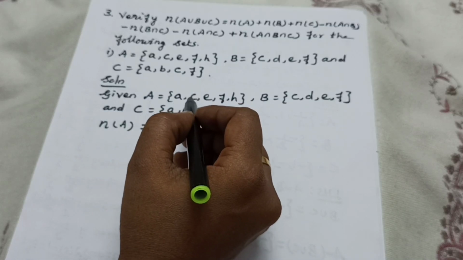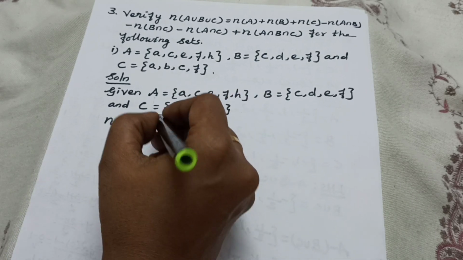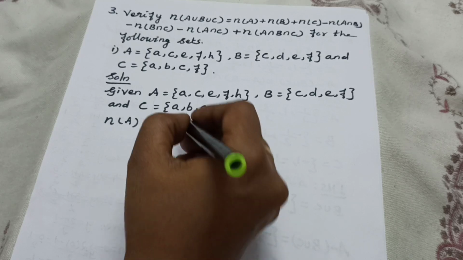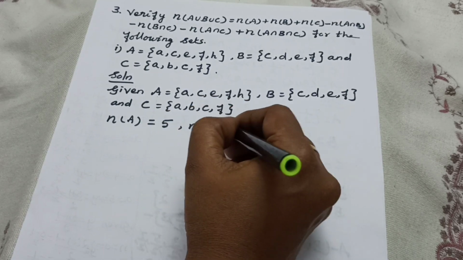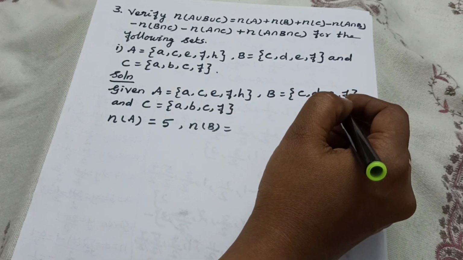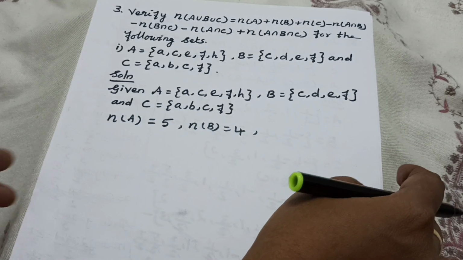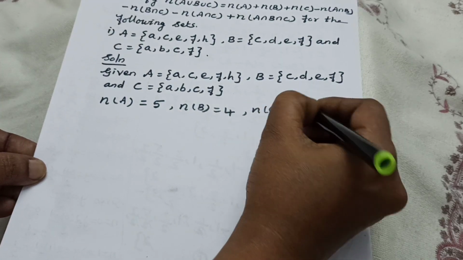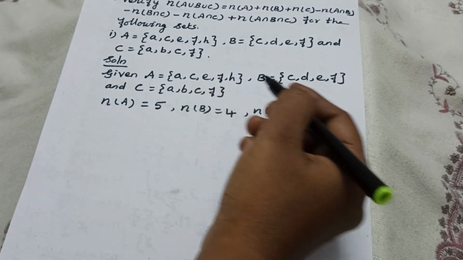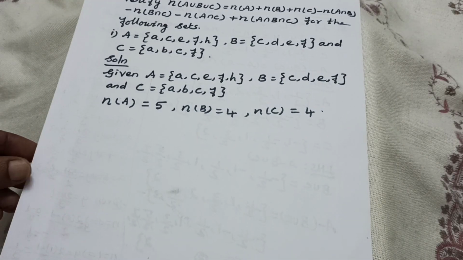How many elements are here? Say 1, 2, 3, 4, 5. Then n of B, how many elements? 1, 2, 3, 4. 4 elements. Then n of C, how many elements? n of C is 1, 2, 3, 4, isn't it? Then what are the things we need?